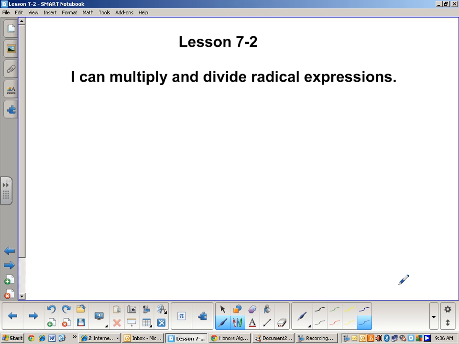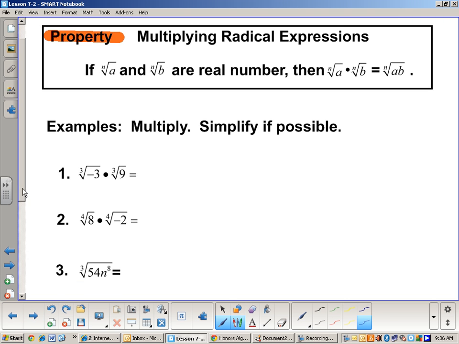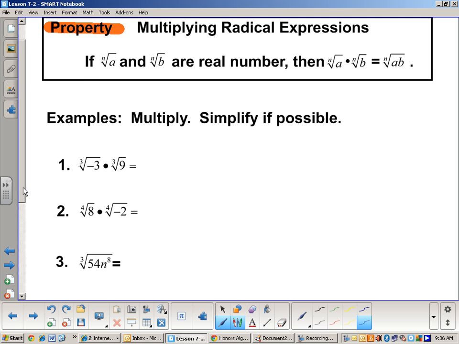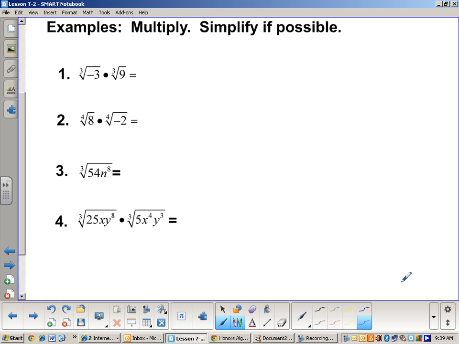Alright, today we're going to multiply and divide radical expressions. Remember to pause to copy down the information. Alright, here we go. Our first example.